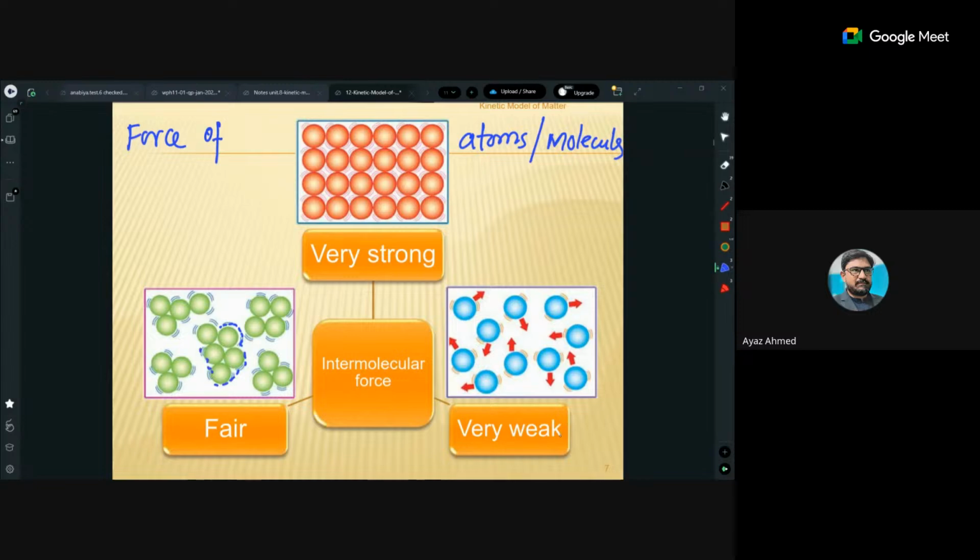And then in gases, intermolecular forces are very weak. That is why the molecules are supposed to be independent. Sorry, they move freely. They're not unable to move here and there. They move freely. Is it clear to all? Yes, sir. Okay. Just a second.